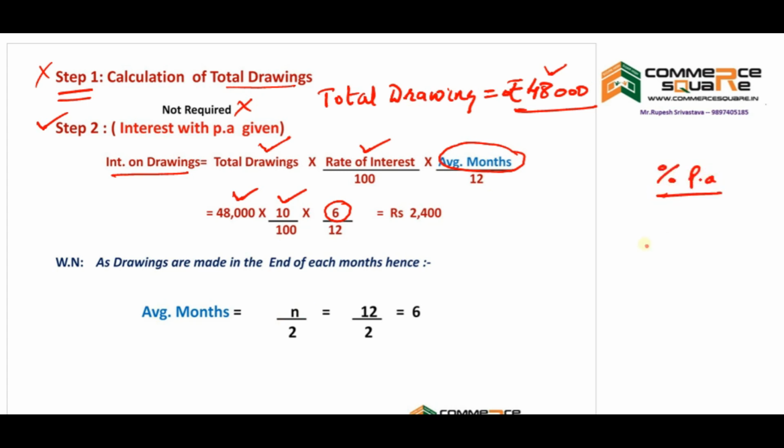The formula for this is n by 2. N means the total period of drawings divided by 2. The total period of drawings is given to us, that is 12. 12 divided by 2 is equal to 6 months. Right? That is 12 by 2, it comes to 6 months. So once we have calculated the average month, we are going to place it here and do the calculation of interest on drawing, right?